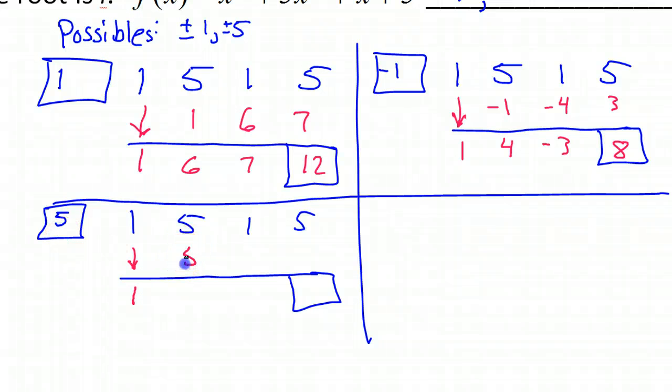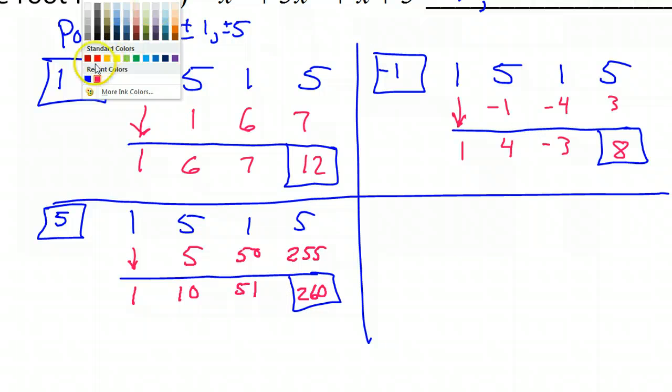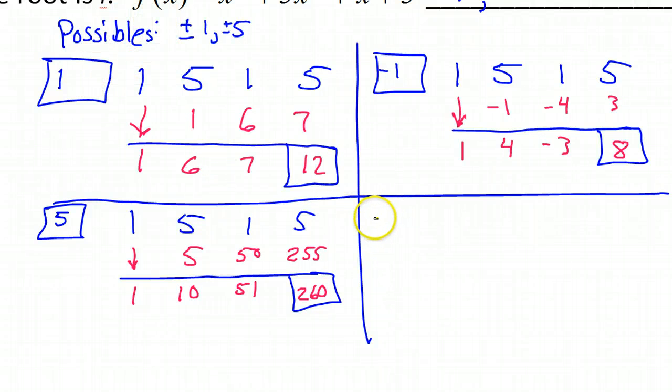Alright, 1 times 5 is 5, so that's 10. 10 times 5 is 50, so that's 51. 51 times 5, let's see, that's 255. So that's 260. That didn't work. Wow, okay, so we've only got one possible rational zero left, and that's -5.